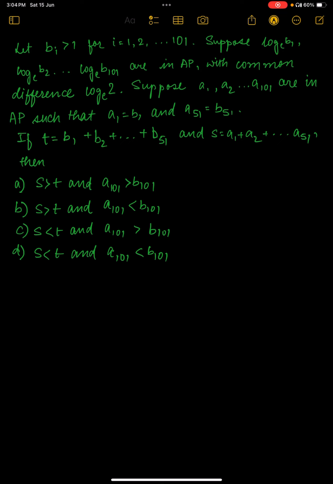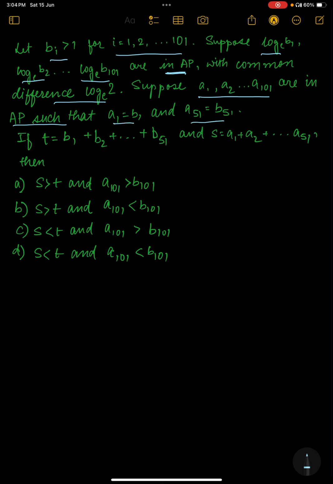So we are given b_i greater than 1 for i equal to 1 to 101. And suppose the natural log of b1, natural log of b2, all the way to natural log of b101 are in AP with a common difference of natural log of 2. And suppose a1, a2, all the way up to a101 are in AP such that a1 is equal to b1 and a51 is equal to b51.